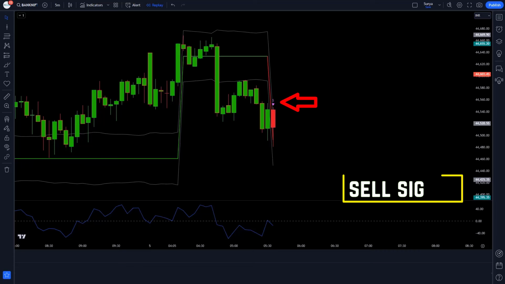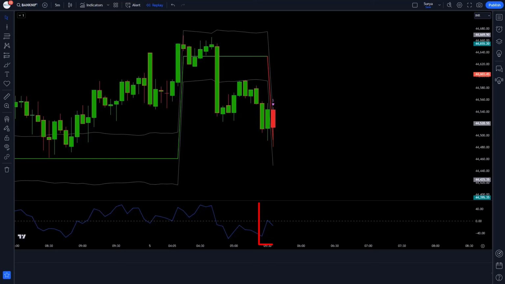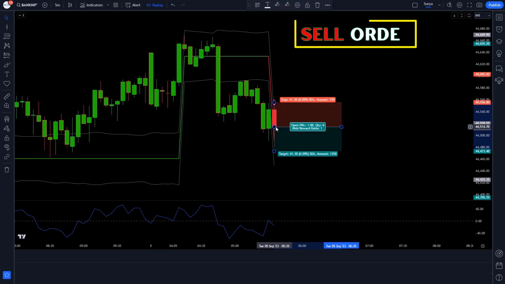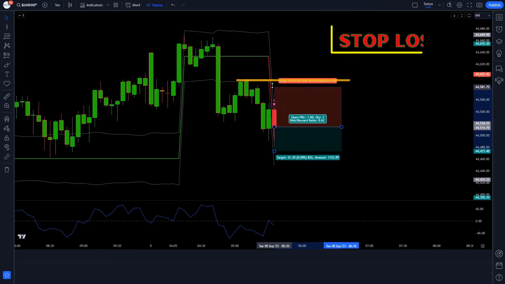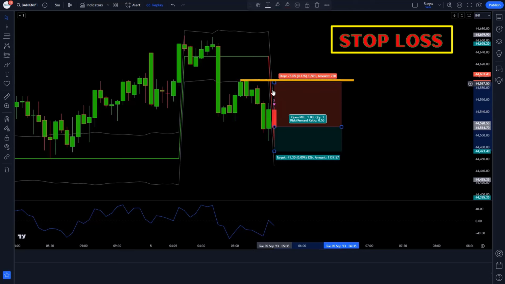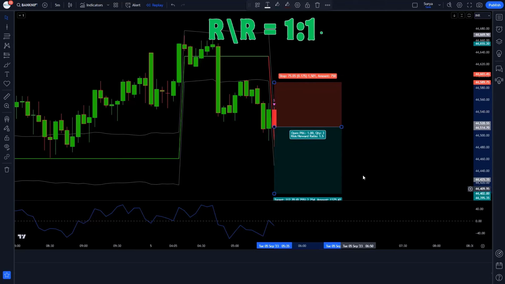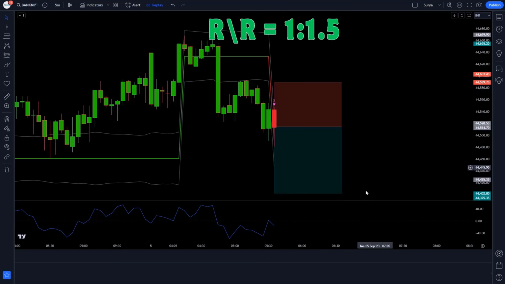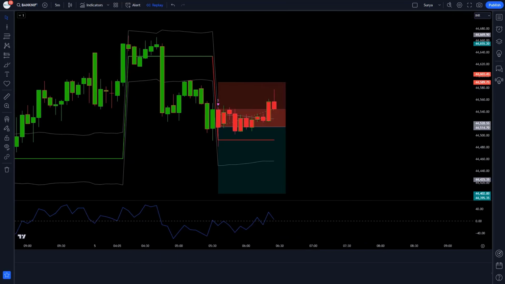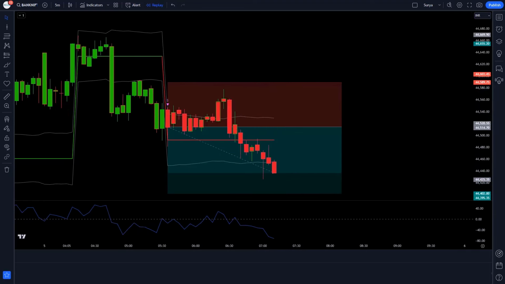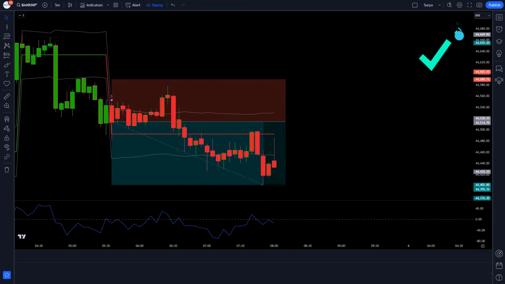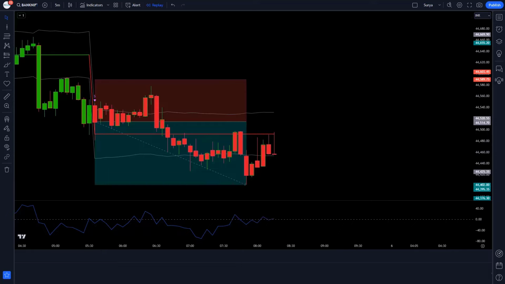When the Variation and Tuple indicator gives us a sell signal, the blue line of the Shan Momentum Oscillator indicator should be below the zero level. When the market forms a bearish candle, if this condition is met, we will take a sell order. Our stop loss is to be placed at the previous high of the market, and the risk-to-reward ratio will be 1 to 1.5. Let's see what happens to our trade. Our trade is running in profit. We have won the trade. Let's find the next trade.